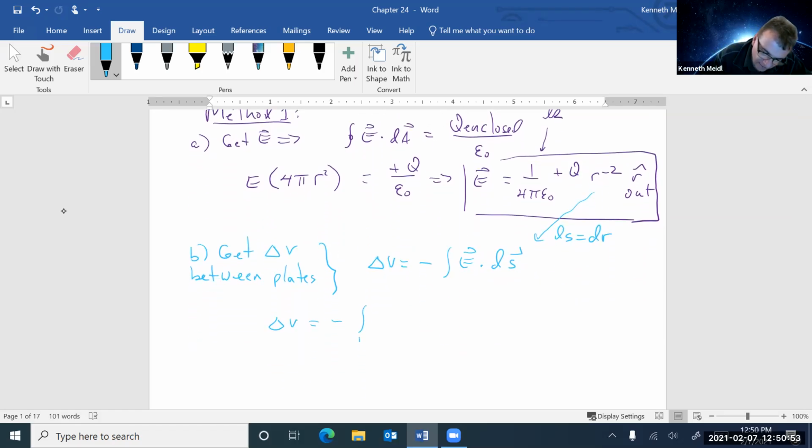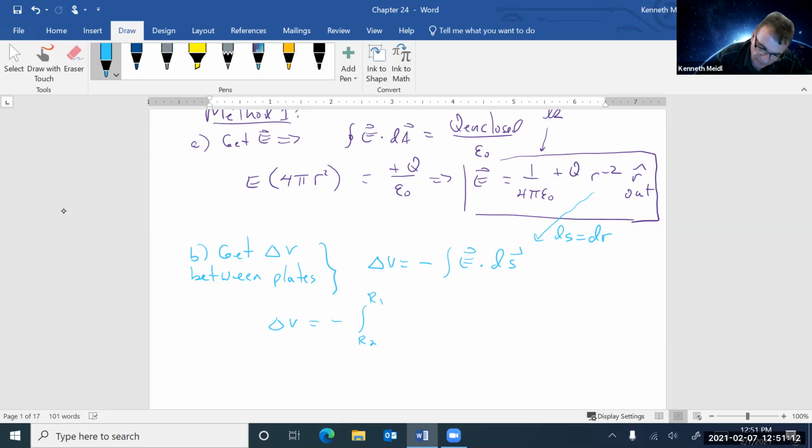I think if I start at R2 and I go to R1, it doesn't make any difference. You can go from R1 to R2 or R2 to R1. I think if I start at the outer one and go to the inner one, this will come out positive. If not, then I'm just going to throw away the minus sign anyway. So it'll make no difference here.